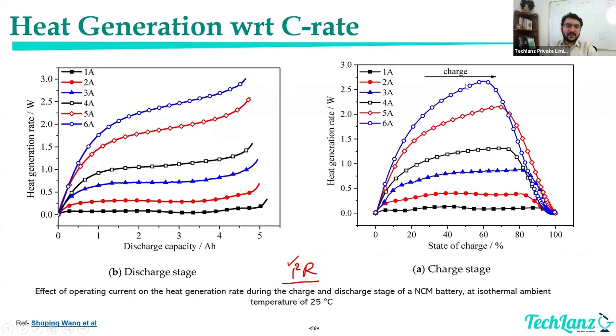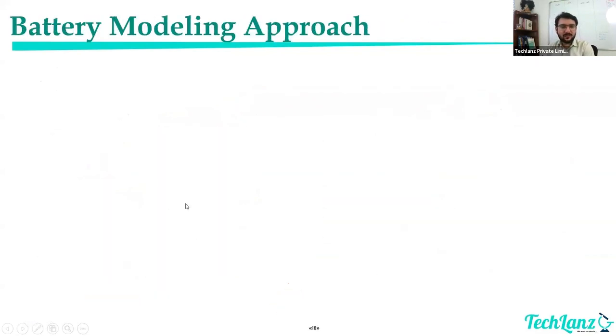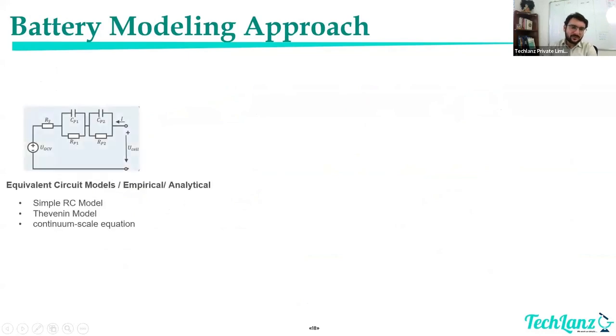At higher C rate is very high, right? For discharge state, they follow the same curve as previously because the shape of the curve remains the same, only that it becomes expanded in nature, right? This I already explained.